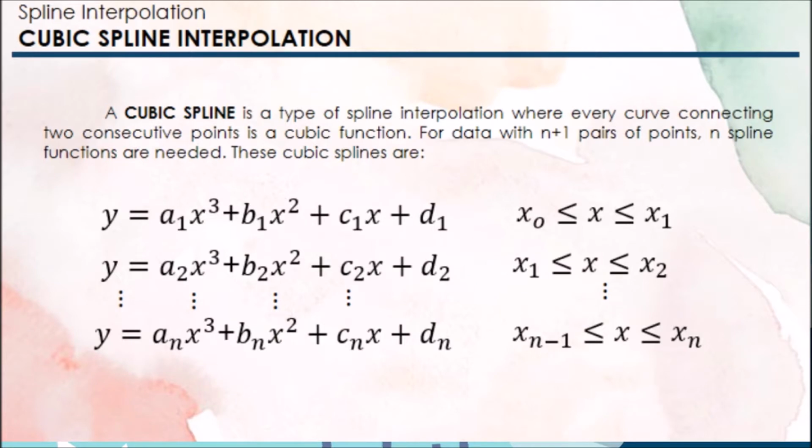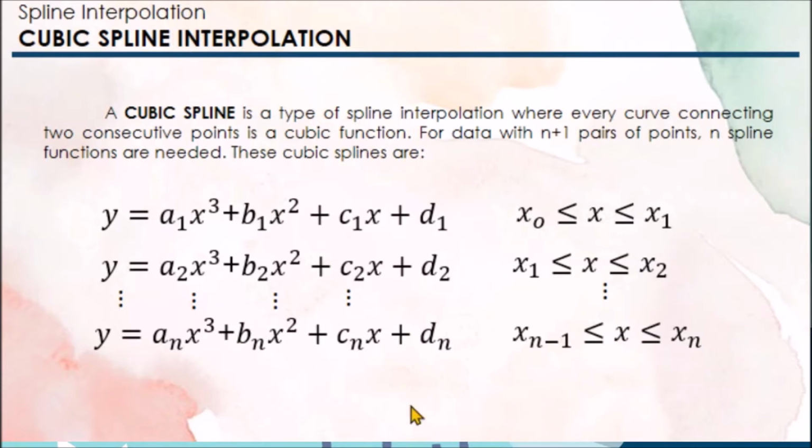So a cubic spline is a type of spline interpolation where every curve connecting two consecutive points is a cubic function. So cubic function siya since yung exponents niya dito is 3 na. So for data with n plus 1 pairs of points, n spline functions are needed.